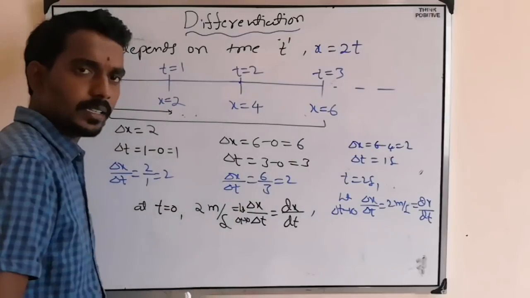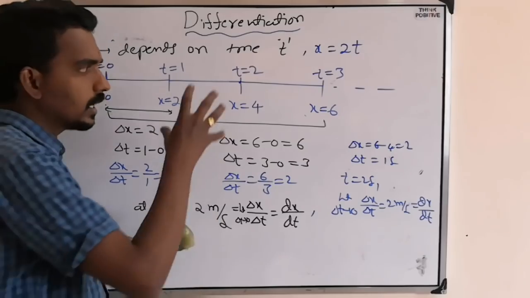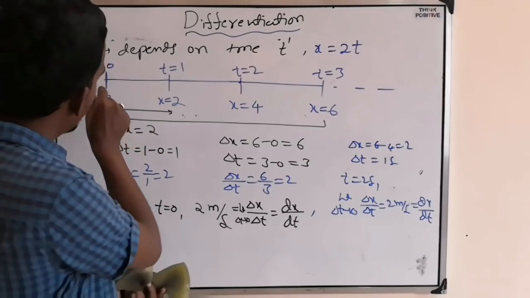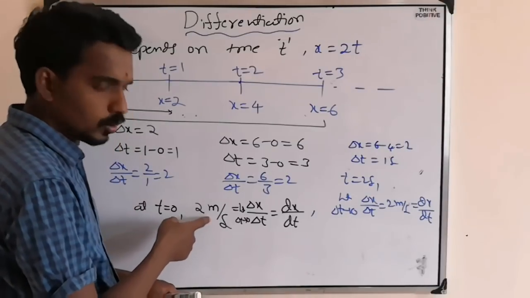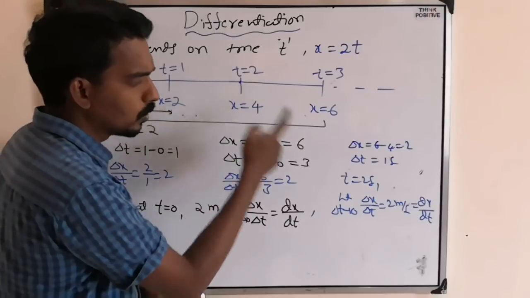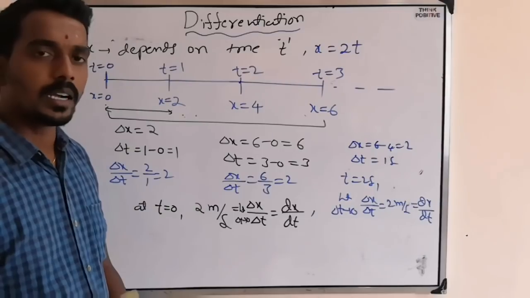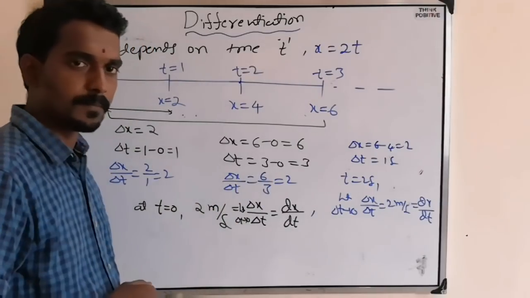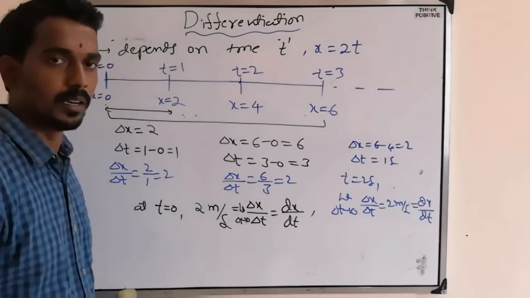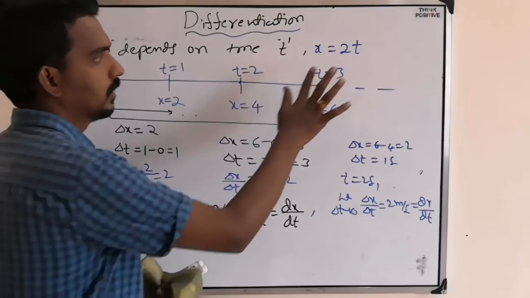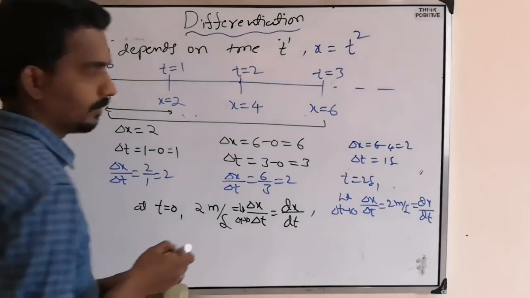So at one instant the change is called instantaneous. But here in the given example, at any instant, at t equal to 0 you got 2 meter per second. At t equal to 2 you got 2 meter per second only. But not always it comes same. It changes randomly. Let us take one more example. Then you will understand.